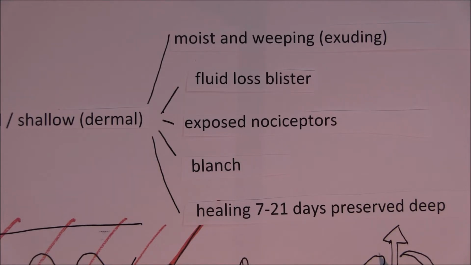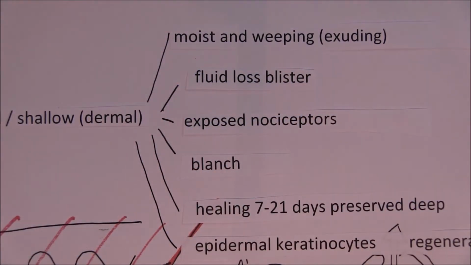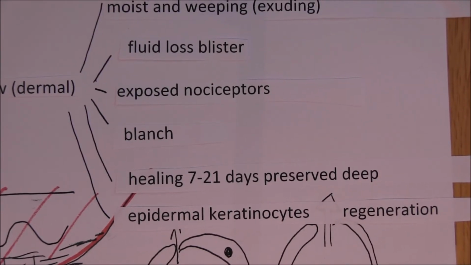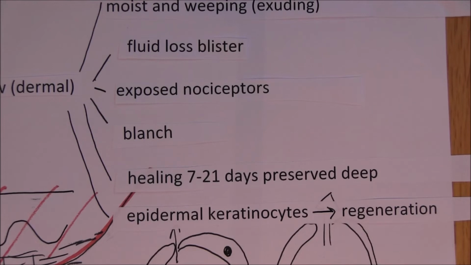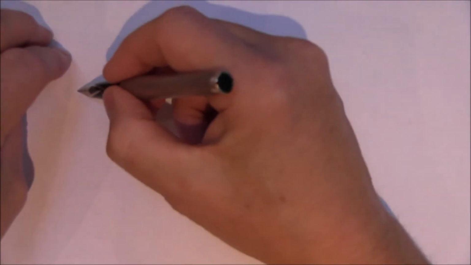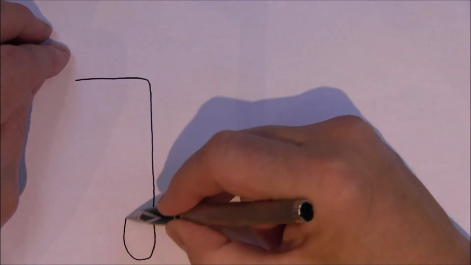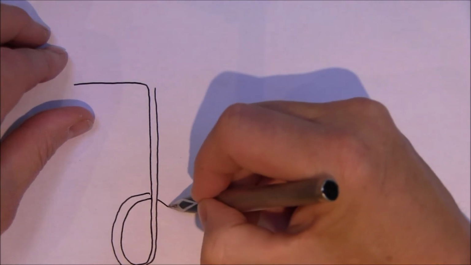Because we preserve some epidermal keratinocytes. So epidermal keratinocytes are preserved in the lower areas of the dermis, and that means we can regenerate. We can get tissue regeneration. So quite what does this mean? Well, what we have, if we take the skin, there's deep structures going into the skin. So here, for example, we have a sweat gland going into the dermis.